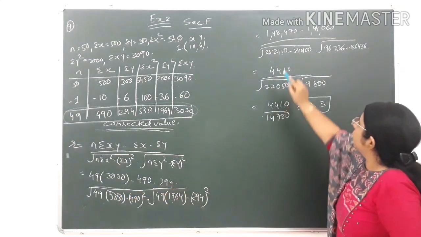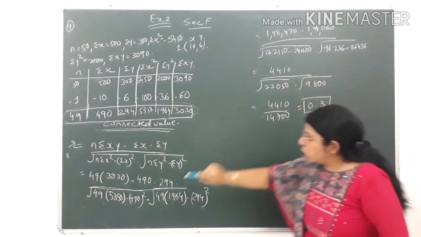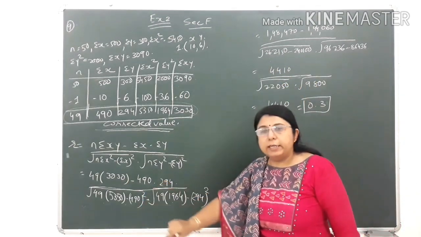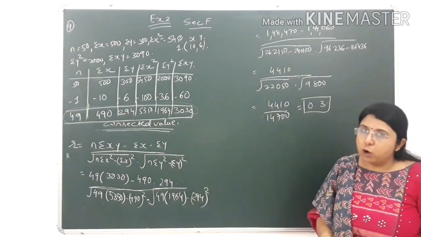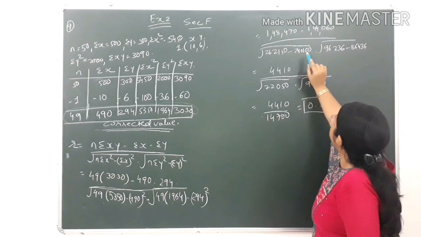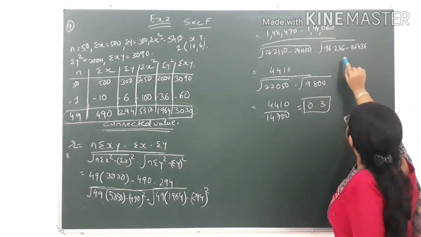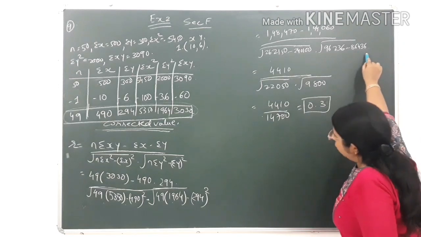You multiply, you will get 2,62,150 minus 490 square. 490 square means 490 into 490. 490 into 490 would come to 2,40,100. In the same way you have to do for n sigma y square minus sigma y whole square.